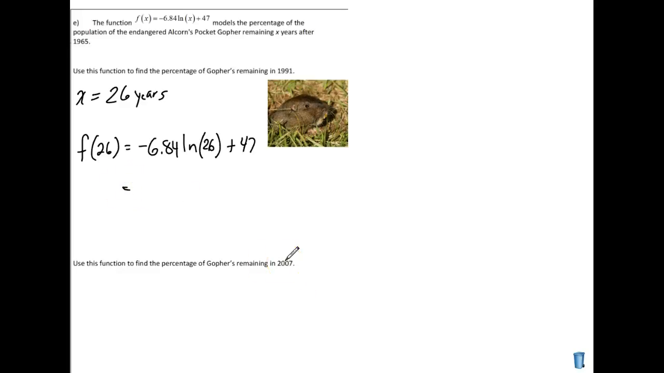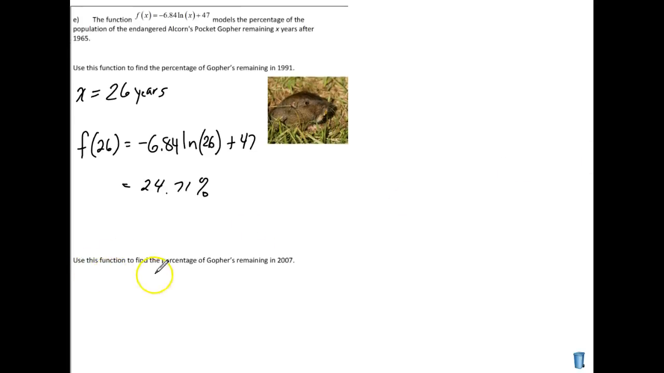You can do natural log on your calculator. It does that for you, no problem. Make sure you follow the order of operations, because we're taking the natural log of 26, but we don't add the 47 to it first. So what we get is 24.71. And this is a percentage, so this is how many percent of the original population are remaining. They're going down because they're endangered, so there's not many left, less than 1/4 of them left by 1991.